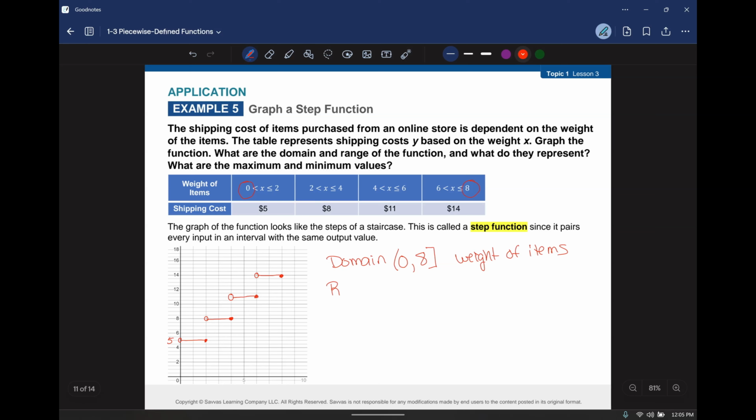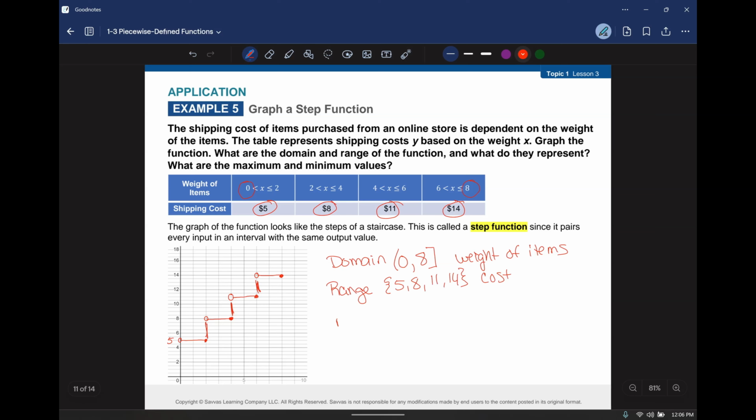All right, my range, well, I have jumps here. So my range is either $5, $8, $11, or $14. I don't have any prices in between that. Like if you look, there's a jump here, there's a jump here, there's a jump here. I don't have any y values located there. There are no points. So when you do your range, you have to use set notation and just list all of the options for that. And my range would represent the cost.